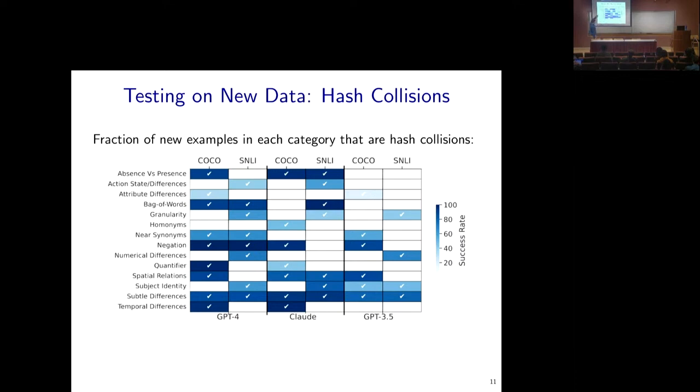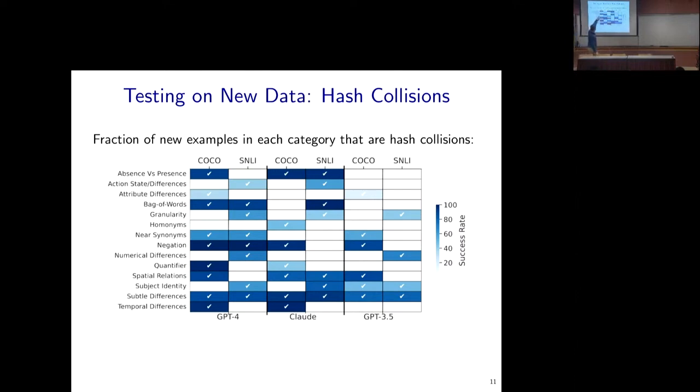As an example, this is saying that GPT-4 and Claude both generate temporal differences as a hypothesis, but GPT 3.5 does not. That's what this down here is saying. This is just the different failures. And then COCO and SNLI are two different datasets of image descriptions that we use to do the initial scraping of hash collisions. So this is trying to get a sense of how much the initial corpus affects what hypotheses you get out. And in fact, it seems to affect it somewhat.